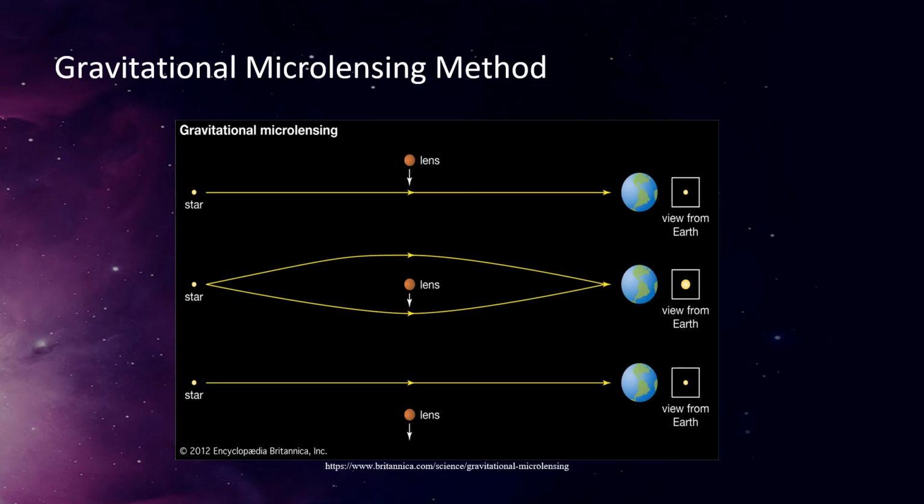This is helpful for spotting rogue planets, which are planets that do not orbit stars and instead roam relatively freely. The problem with this method is that it requires the star, planet, and observer to be aligned perfectly.